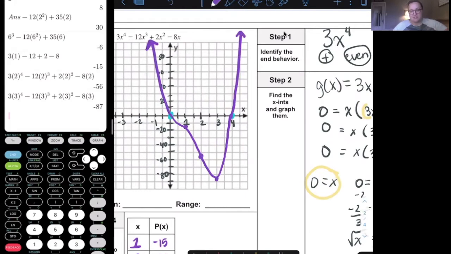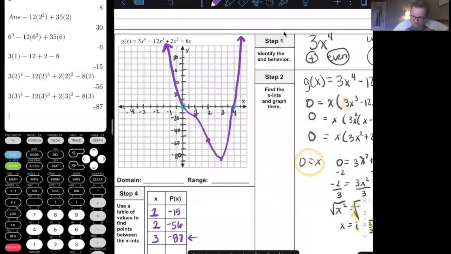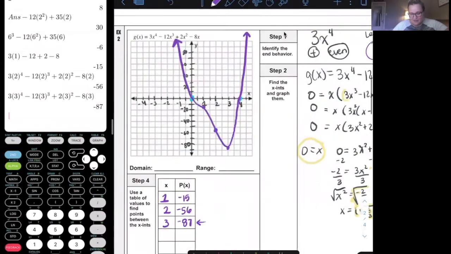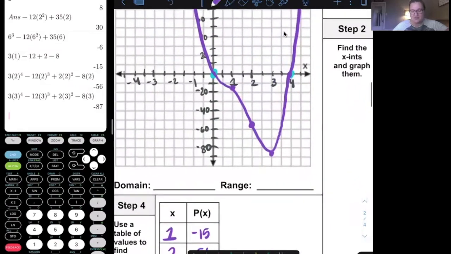So that would be the sketch of this, oh my gosh, I almost called it parabola, of this polynomial function, the sketch of this polynomial function's graph. That was silly.